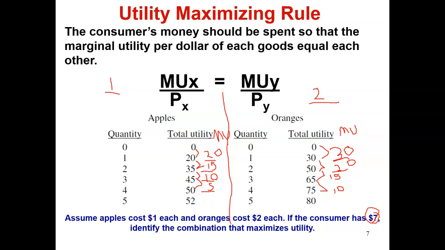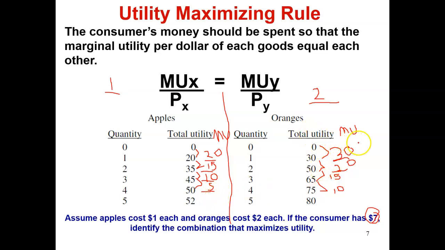But because we're interested in marginal utility per dollar, for every dollar that you spend on the good, how much additional utility do you get? Well, for this column here, marginal utility per dollar is going to be the same because each good is only $1. So MU per dollar is going to be 20 for the first one, 15 for the second, 10 for the third, and so on.